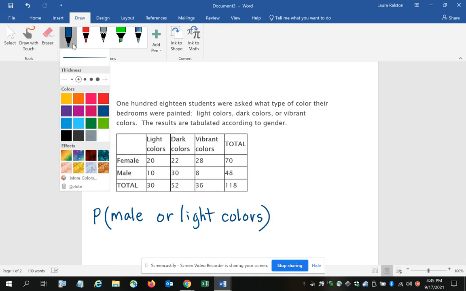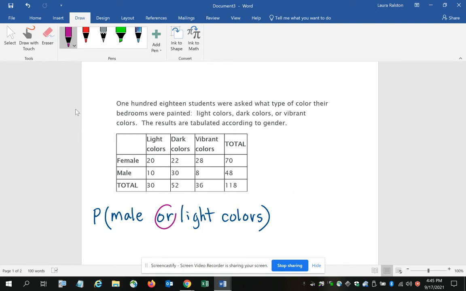Typically, within the area of probability, whenever you see the word or, or usually implies that you're going to add the categories together. But you have to be careful because when you add, you have to avoid double counting. And I'll try to show you what that means as we look at this example.